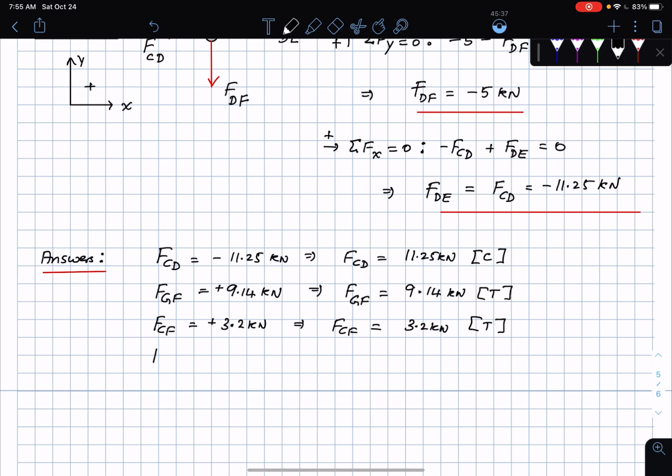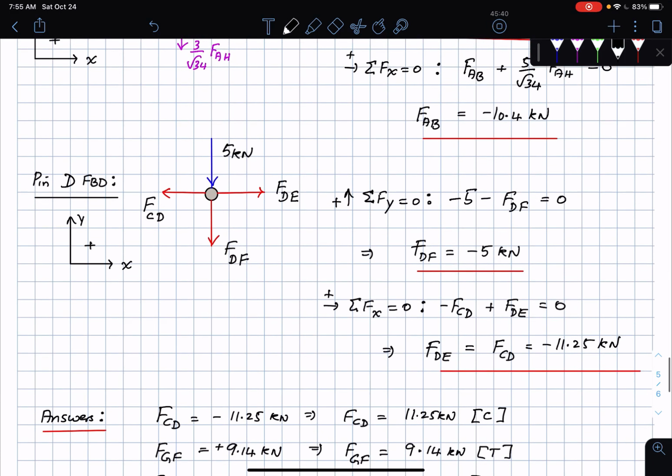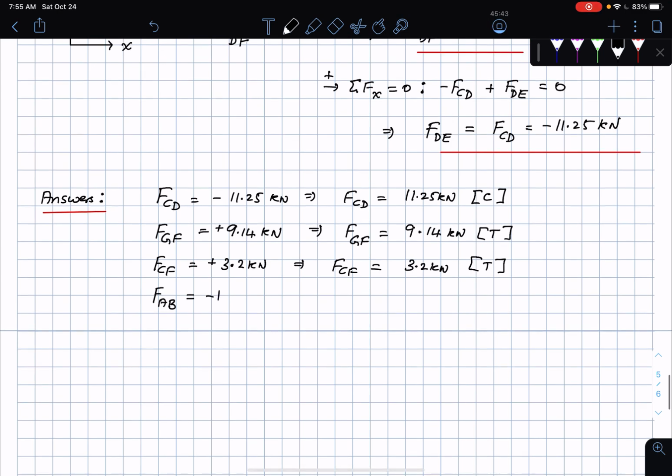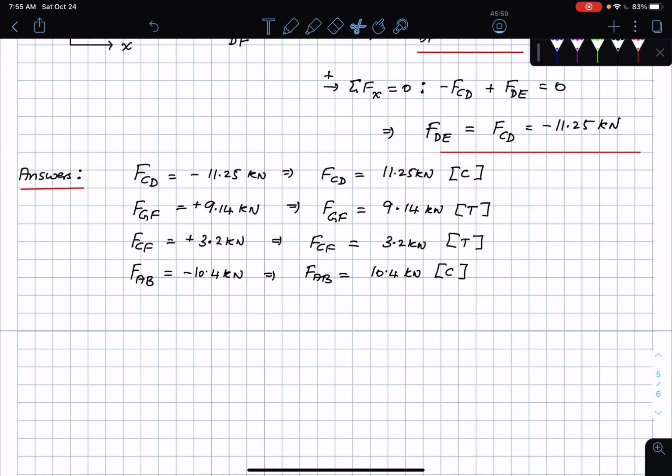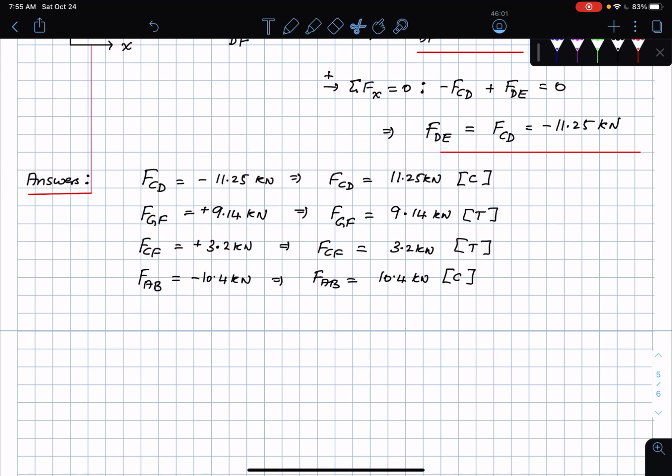Then I had FAB, as we just solved here, was minus 10.4, which implies that FAB was 10.4 kilonewtons in a state of compression. Let me scoot up all of these things so that I can finish off this problem within this particular page. I have two more things to write down. Okay, so I think that should be sufficient space.